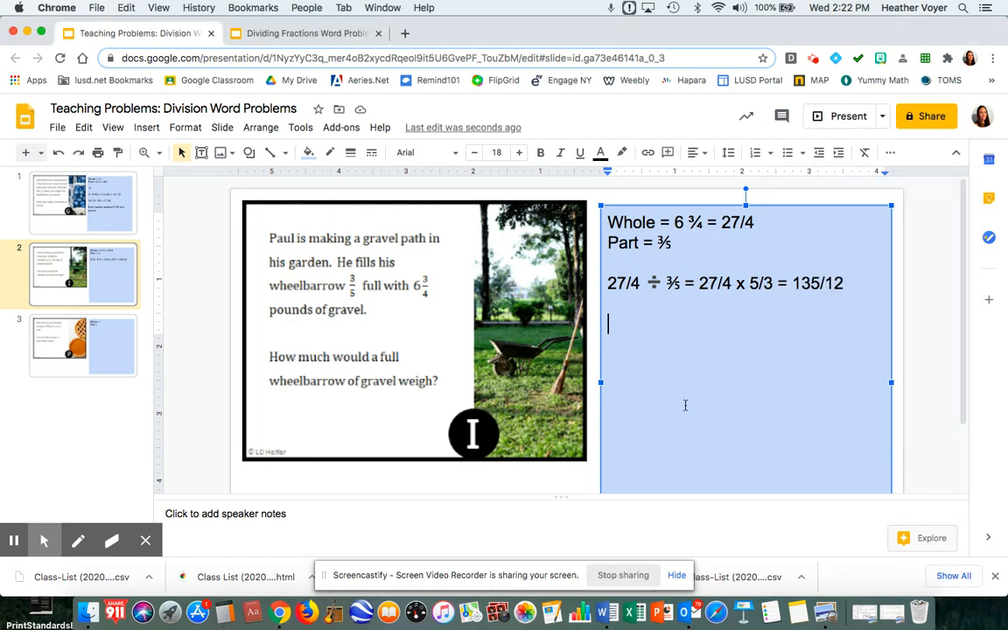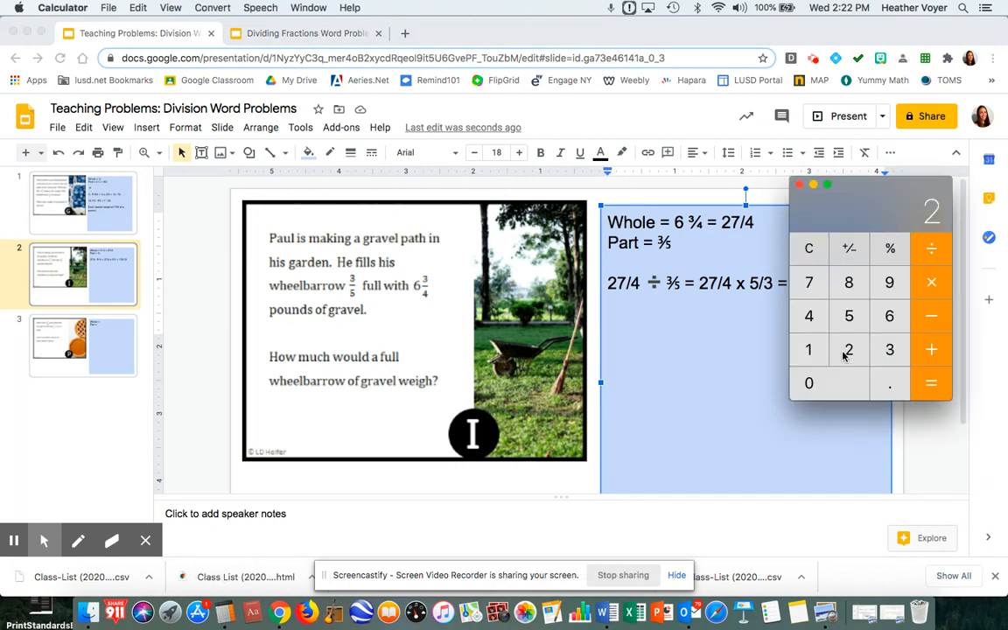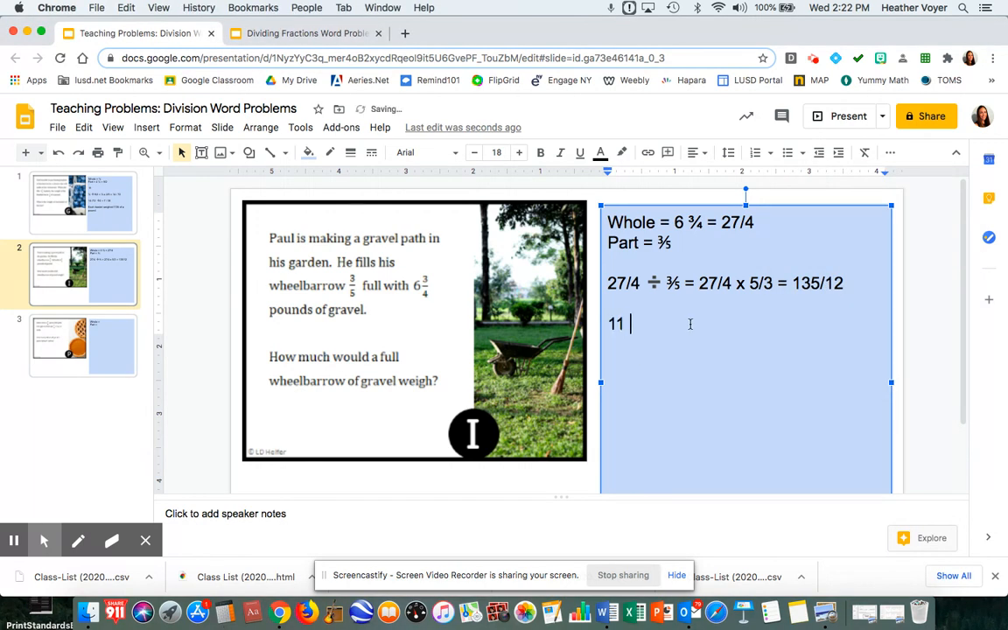I don't think I did that right. Hold on one second. So 135 divided by 12, and I get 11.25. Okay, so my answer, I could also write that as a fraction, as 11 1/4, which would be 25/100. So I could say here, how much would the full wheelbarrow of gravel weigh? Well, it would weigh 11 25/100 pounds.